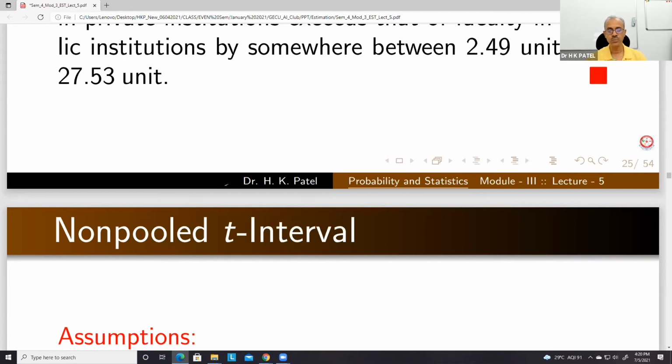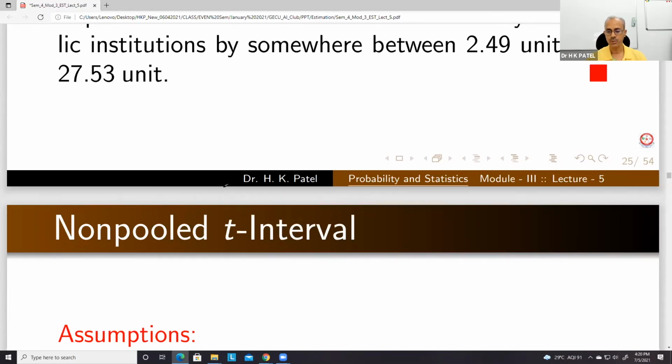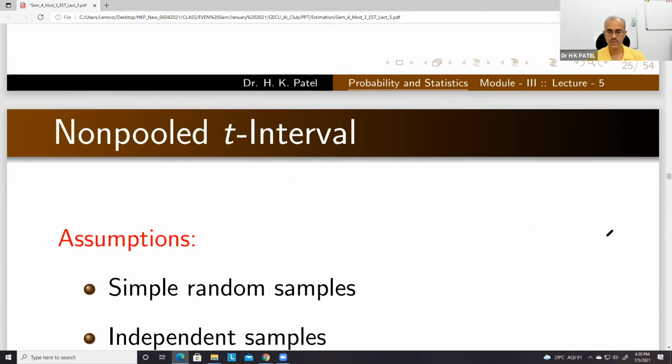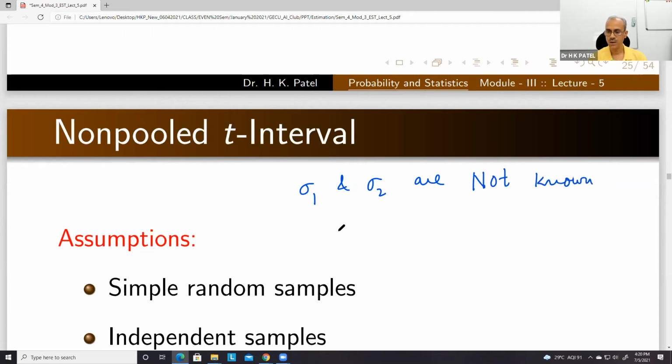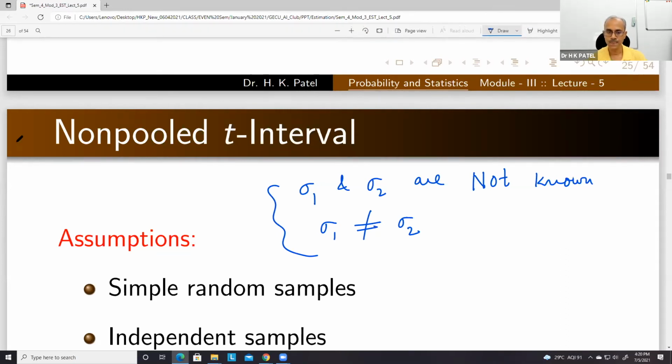So now we have the non-pooled T interval. Now for the non-pooled T interval, what are our assumptions? Assumptions are that we don't know sigma 1 and sigma 2, and they are also not equal. So sigma 1 and sigma 2 are not known, and sigma 1 is not equal to sigma 2. So these are our basic assumptions here.